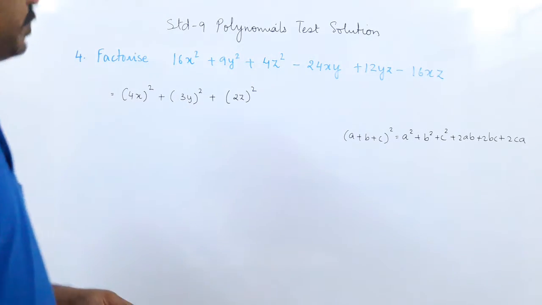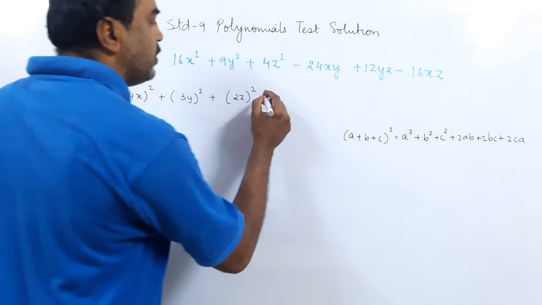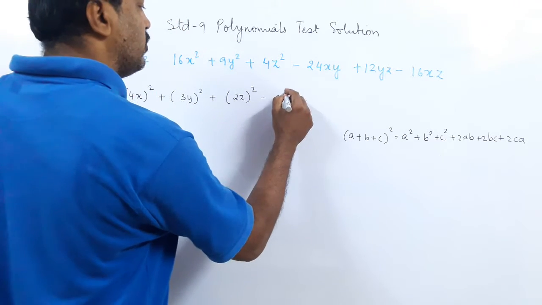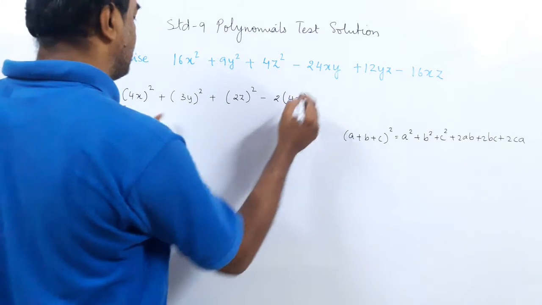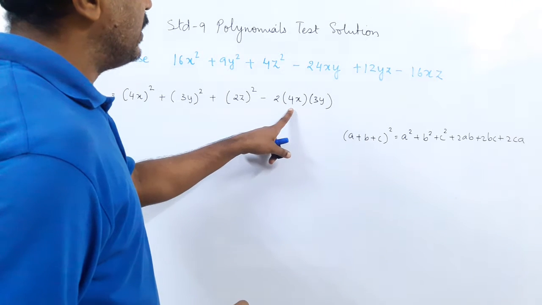So let us check now. We have got the first term 4x, second 3y, third 2z. So I will write here minus 2 into 4x, the first term, that is the x term, and 3y. Check. 2 4s are 8.